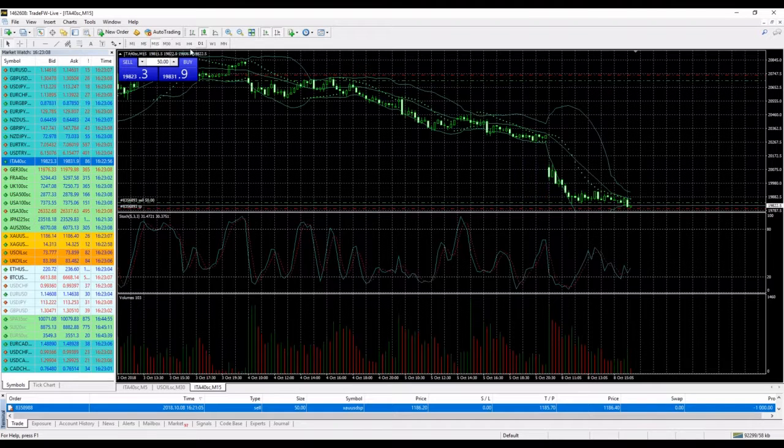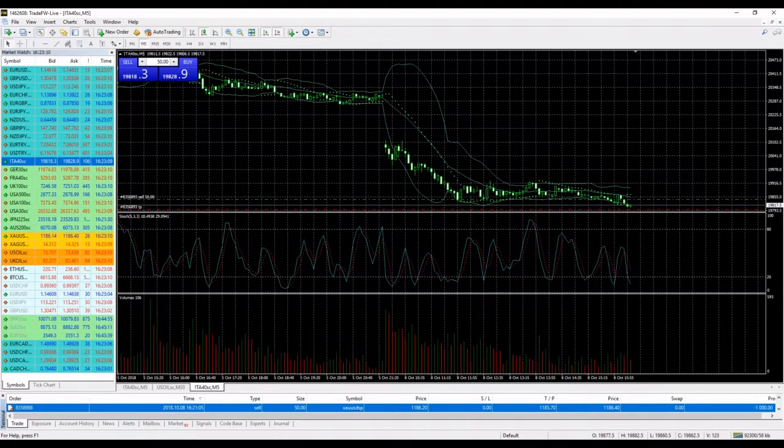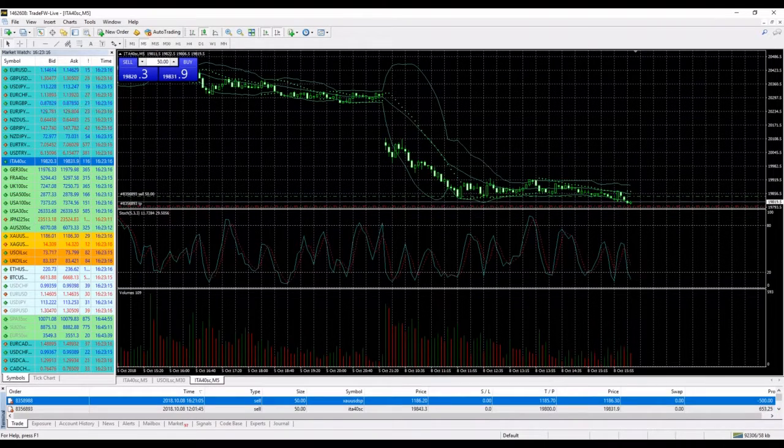We are here at Italy 40. Okay, it's starting. We will get some extra money here soon. Currently, we are making just $600 on it, and my take profit here is at $2,000. Let's see how fast we will get there.